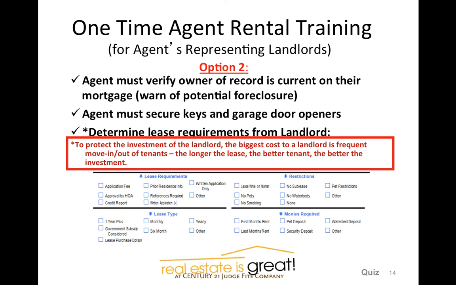Okay, it's time for another quiz. Let's take a minute and learn about or remember what we've just learned and how to protect the investment of our clients.